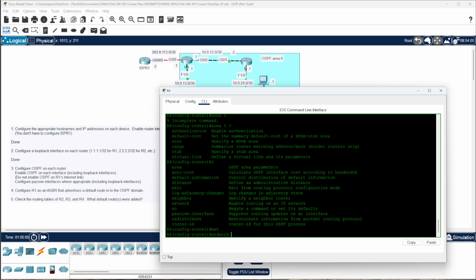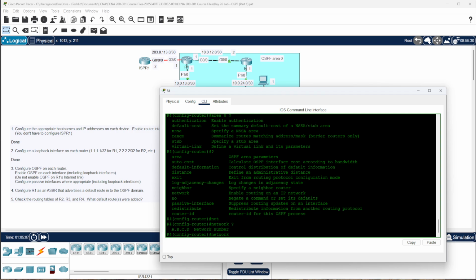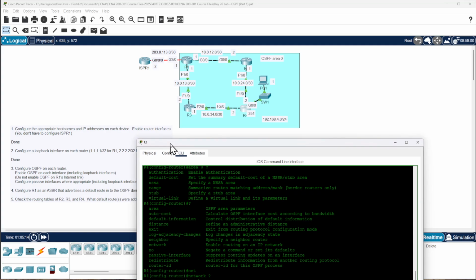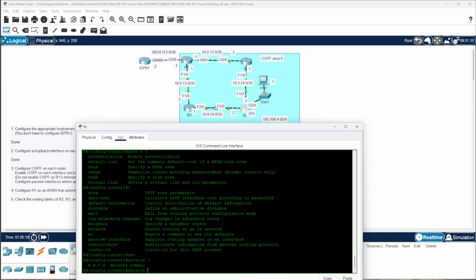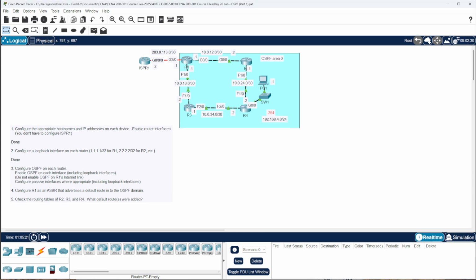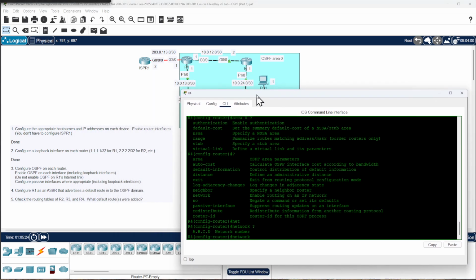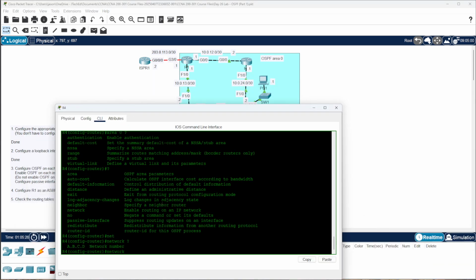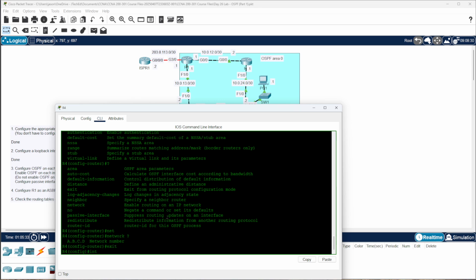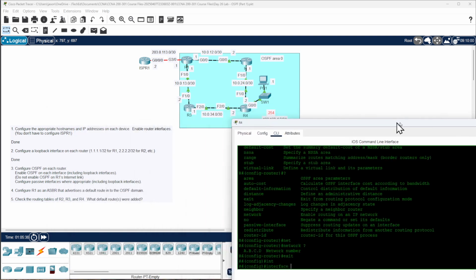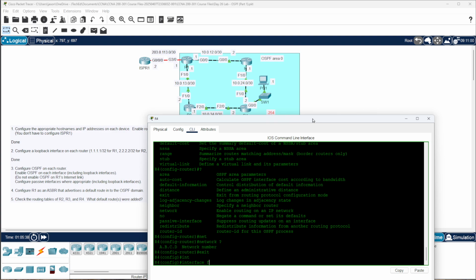So back to what we're doing here. I think, yeah, so we do network. So we're gonna enable routing on an IP network. So on router 4, what is router 4? Is that this guy? Yeah, okay. So router 4, yes, I don't think this is right. I think we gotta go back, interface. I think we gotta do this.